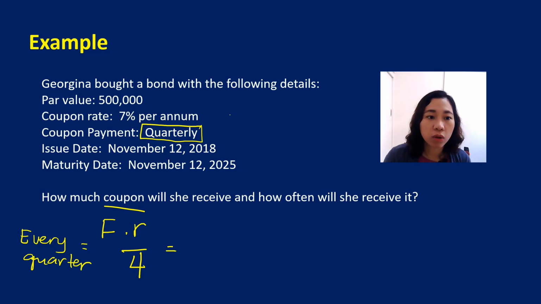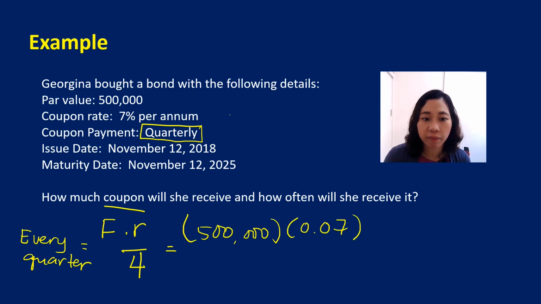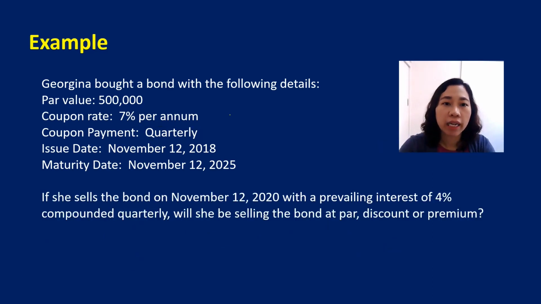Okay? So that's 500,000 times the rate, which is 0.07. But then every quarter, so that's over 4. And when you use your calculator, you will get 8,750.